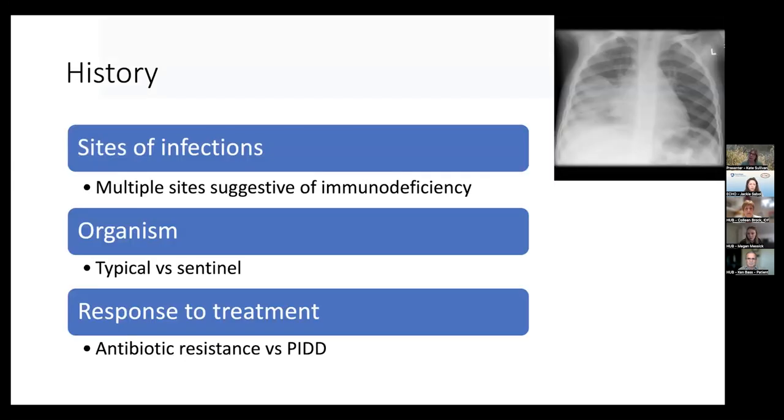So in the history, I always want to think about the sites of infections. The more sites you have, the more it suggests to me that it's immune deficiency and not anatomical. Organism, not so much for this guy, but let's say it was a skin infection. I would want to be sure it wasn't a very peculiar organism, an opportunistic organism like aspergillus in the skin or nocardia in the skin, where I'd have to think about something completely different.